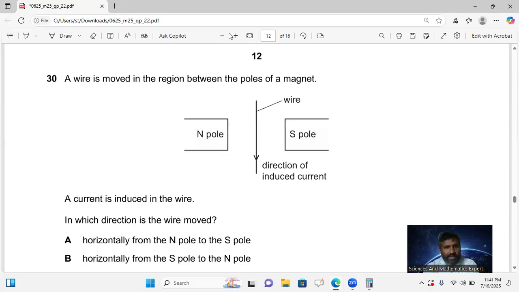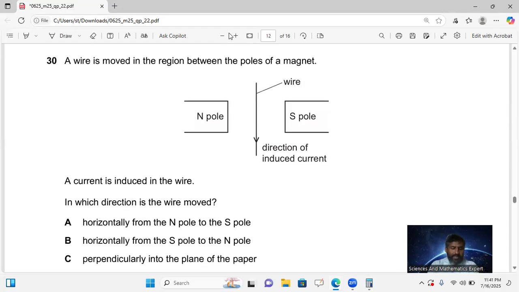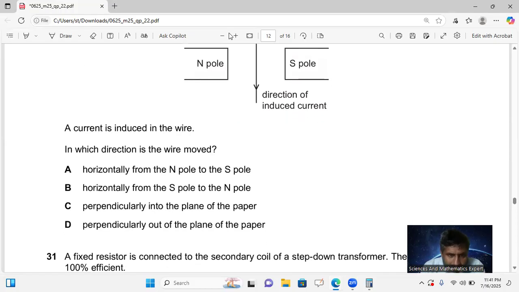After that, number 30. A wire is moved in a region between the poles of a magnet, and a current is induced in the wire. The wire is moving downward, with a direction of current. In which direction is the current? Horizontal to the north pole, no. Horizontal, no. Perpendicular is okay: into the plane of the paper. Yes, it's right, into the plane of the paper.